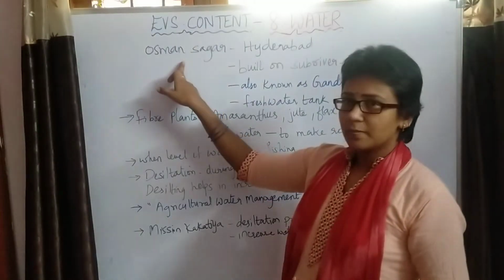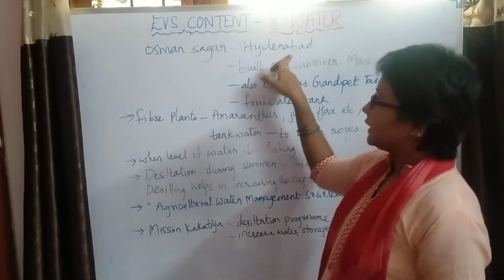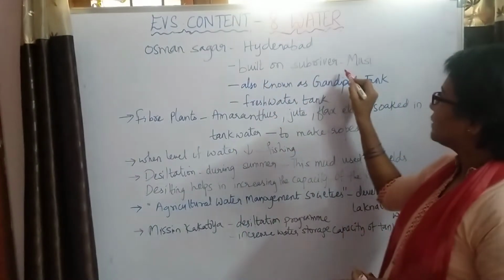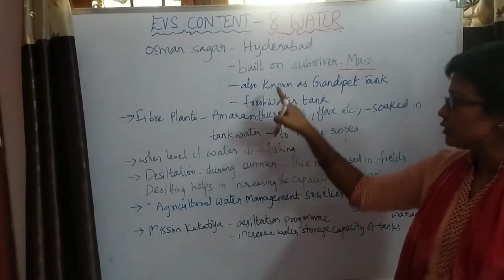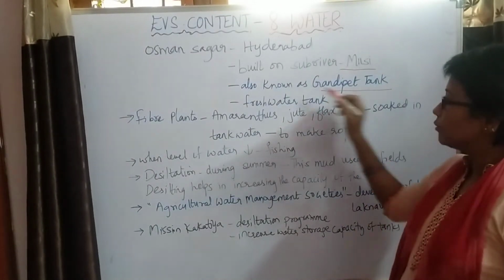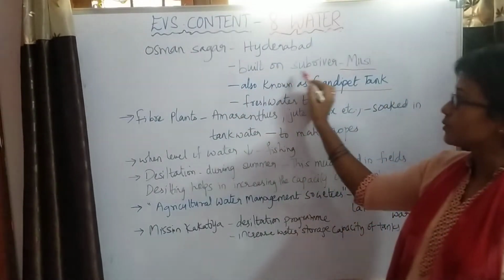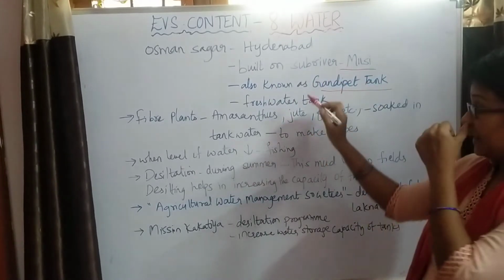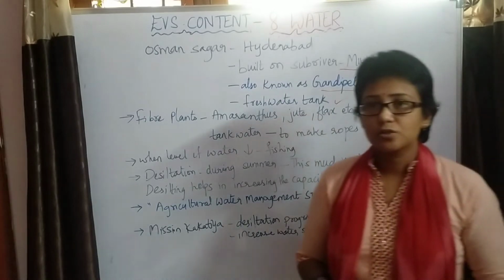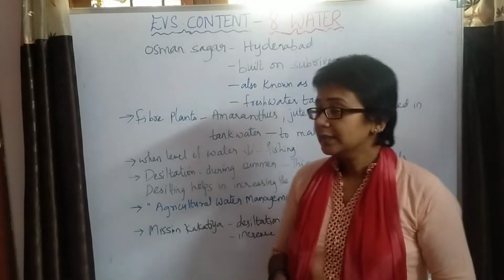Next tank is Usman Sagar, which is located in Hyderabad, and it is built on the sub-river Musi. It is also known as Gandipet tank, and it is a freshwater tank.